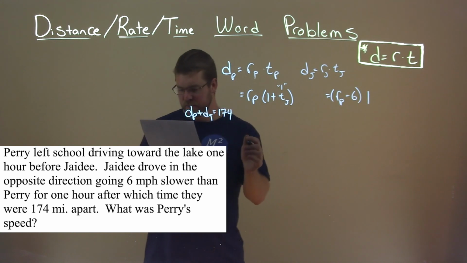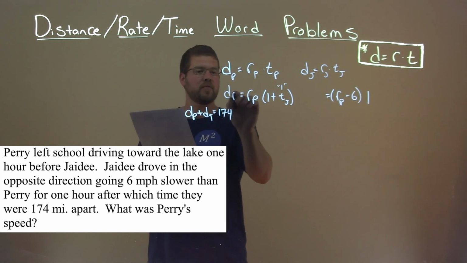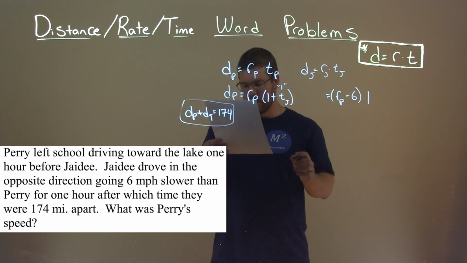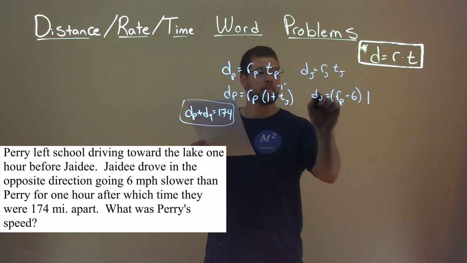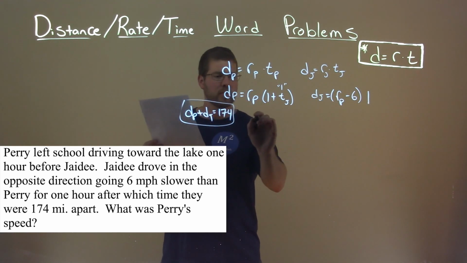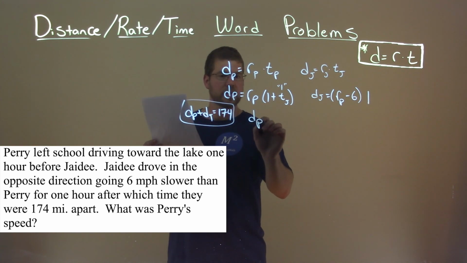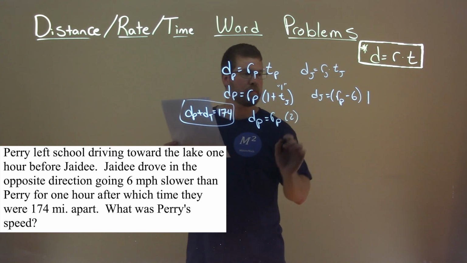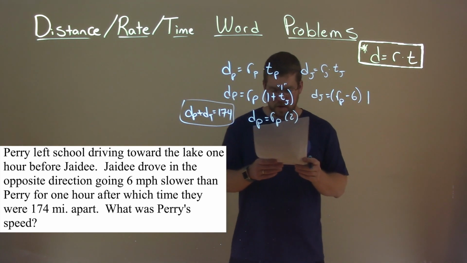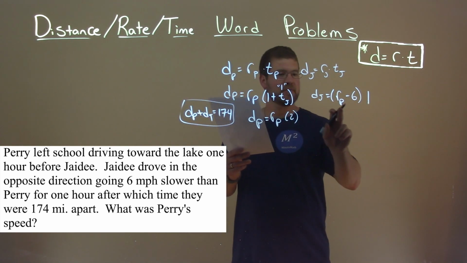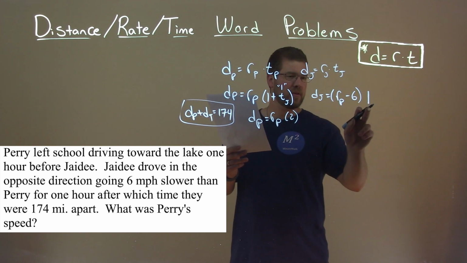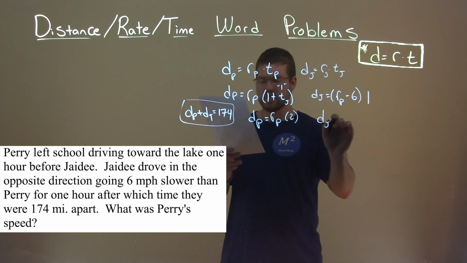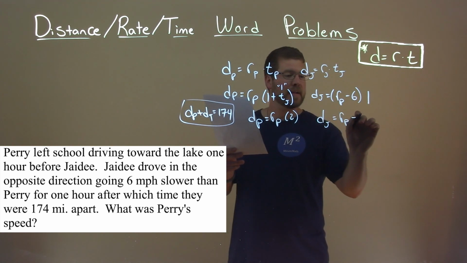So let's simplify what we can. There's d of p here. Keep that a little separate. And we have d of j. So let's rewrite what we can, just make it a little simpler. D of Perry is the rate of Perry, and 1 plus 1 is 2. Okay. Well, multiplying this out, d of j is, well, all this times 1, r of p minus 6. So we can simplify. Distance of JD is r of p minus 6.